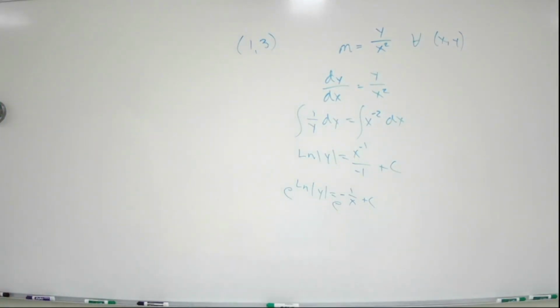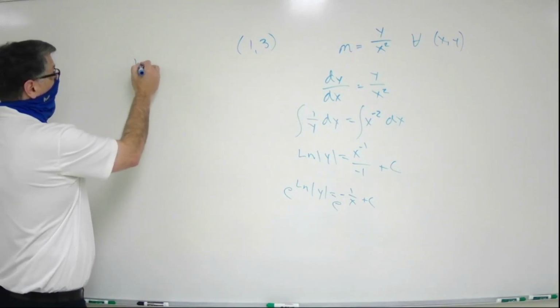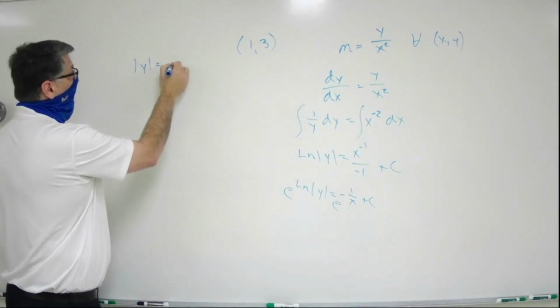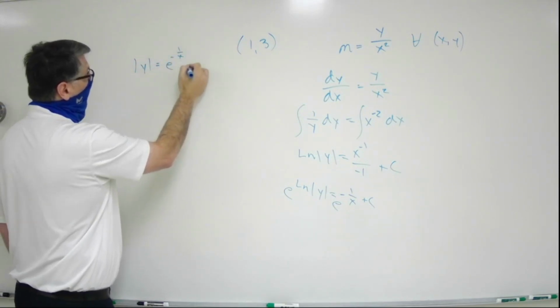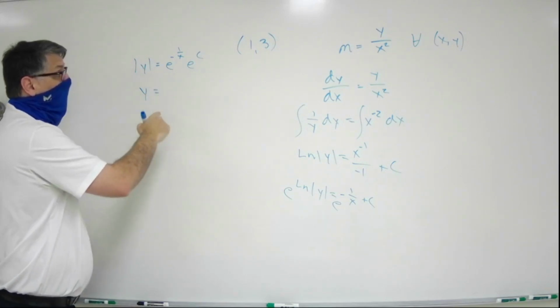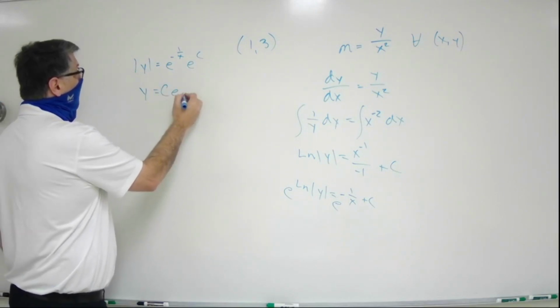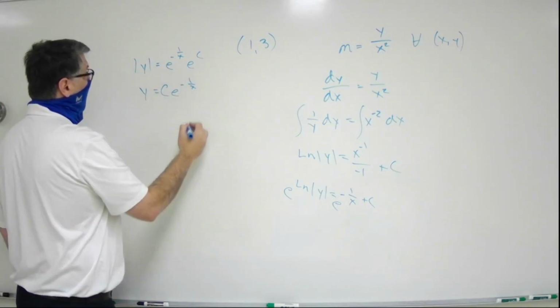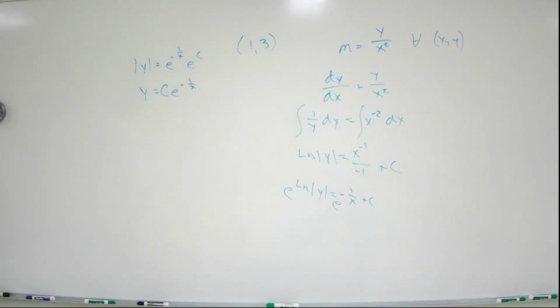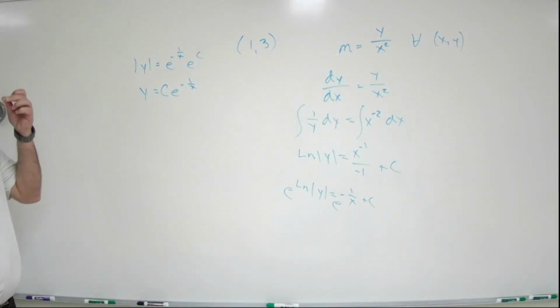Plug in our values. Right? Here we go. This gives me the absolute value of y equals e to the negative 1 over x times e to the c. This gives me basically y equals, there's supposed to be a plus or minus, but it's going to be absorbed by the c, right? So we have c e to the negative 1 over x. Now this is going to be easier to do our particular solution versus trying to do ln of 3 like you were saying, right? So now we're just going to plug it in.